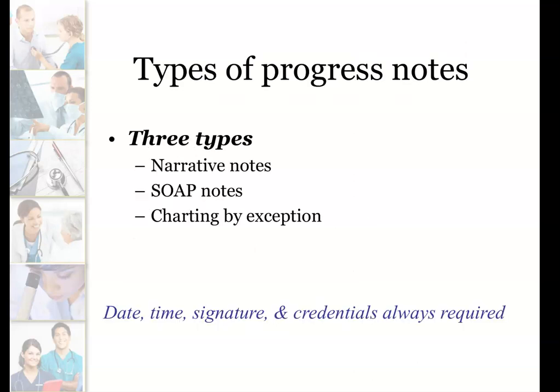When it comes to progress notes, there are 3 different types or styles for recording these. One type is narrative notes. Another, SOAP notes is what they're called, and the third form is charting by exception. No matter which type of progress notes you keep, it is always imperative that you record the date and the time and include your signature and credentials by each entry.